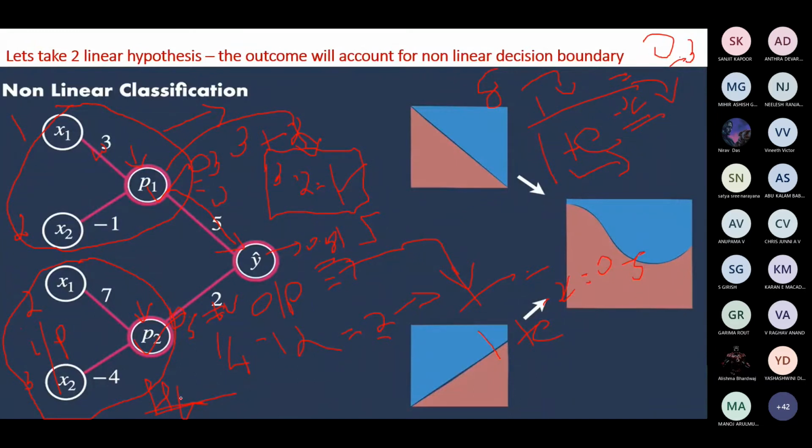This is layer 1, this is layer 2. You might be able to understand it better in the next slide. Okay, this is layer 1, layer 2, layer 3. In layer 1, we have 2 neurons which are hidden.